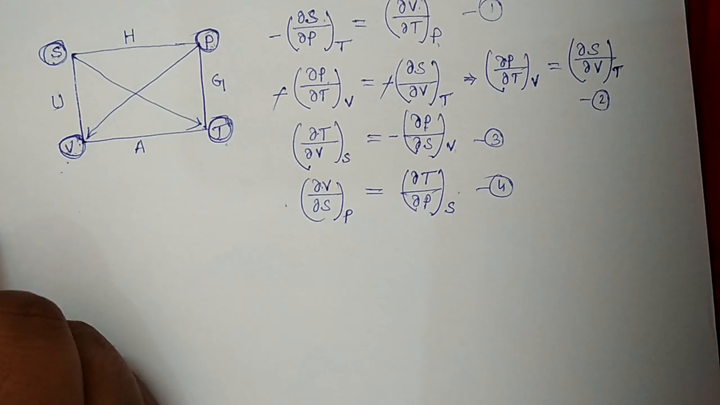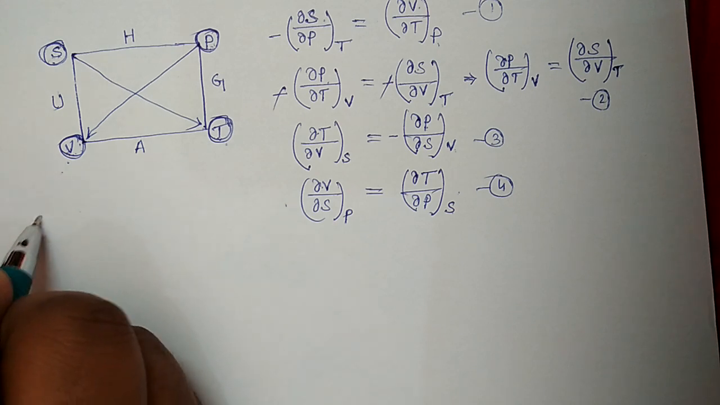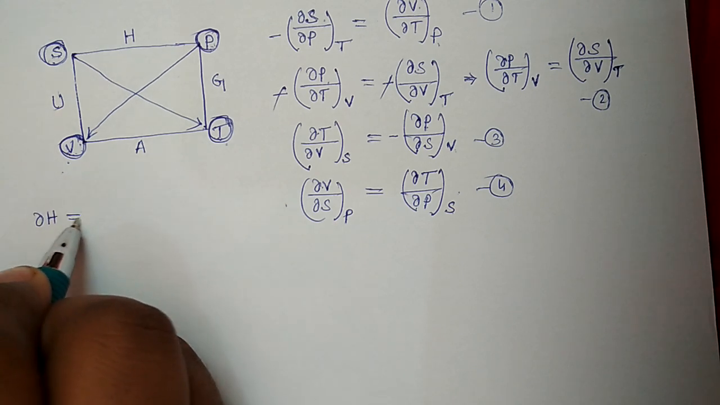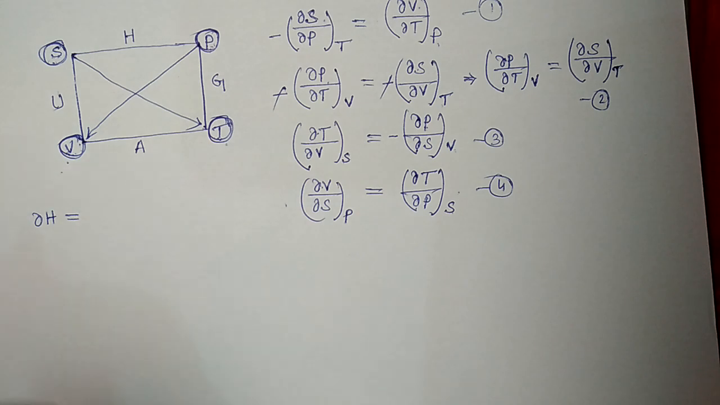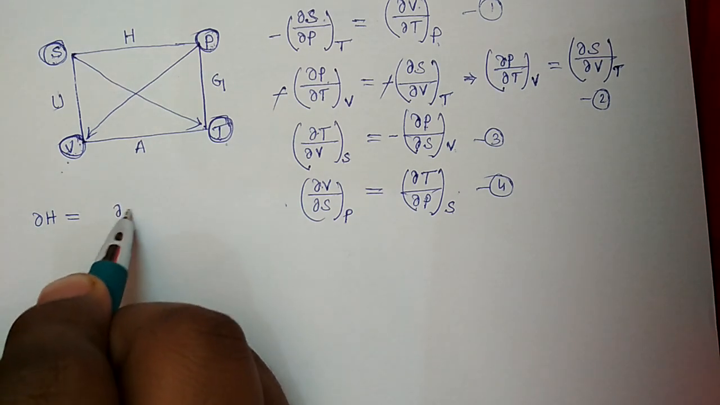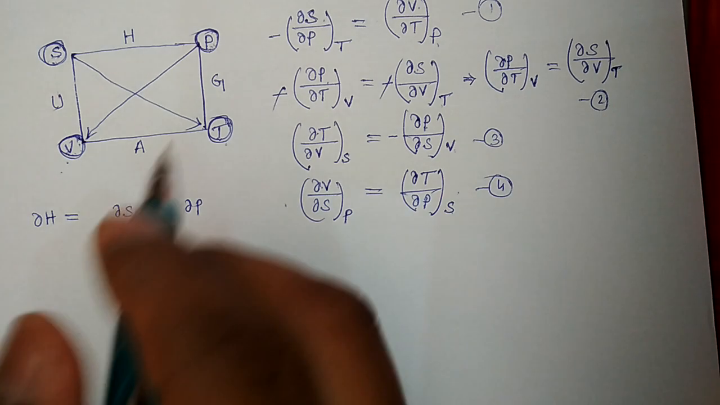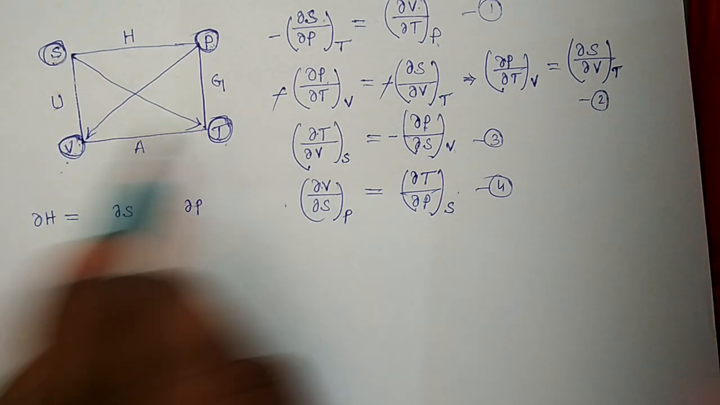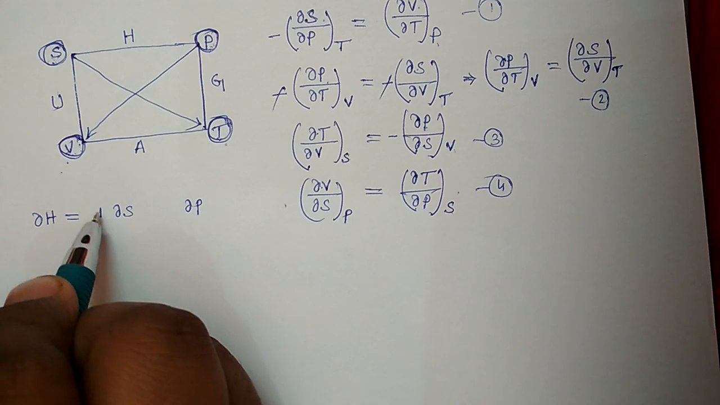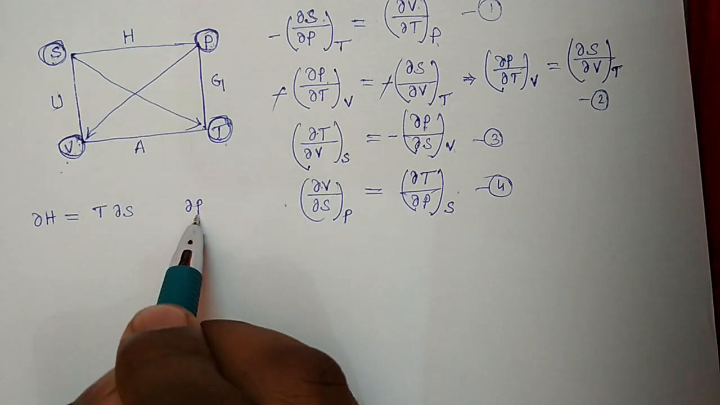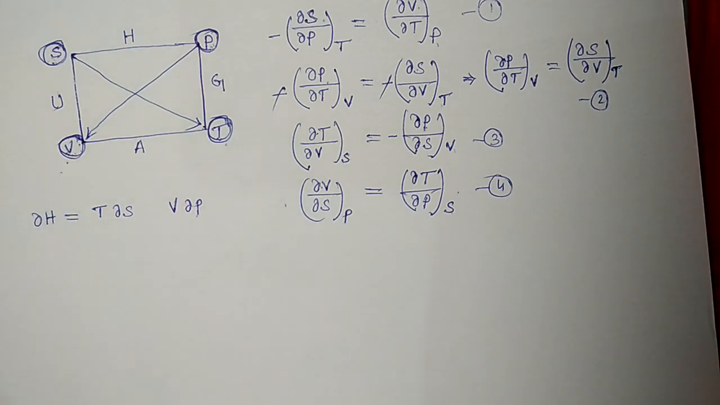The first one is del H. Del H is equal to, what is the neighbor of H? It is S and P, so we have to write del S and del P. Now what is the opposite corner of S? The opposite corner of S is T, so T del S. And the opposite corner of P is V, so V dP.